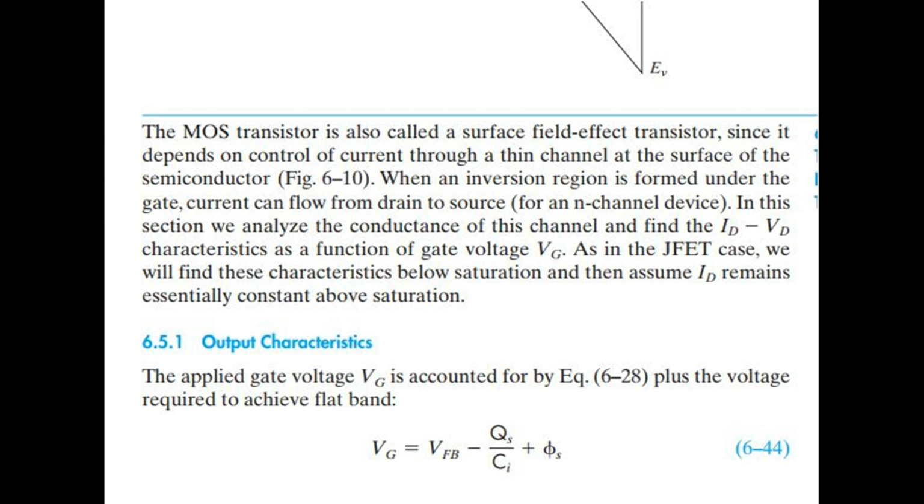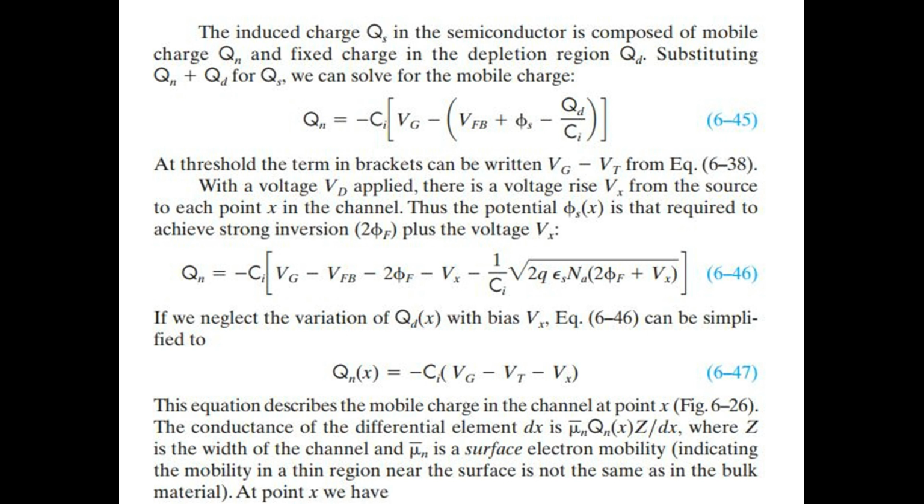As in the GFET case, we will find these characteristics below saturation and then assume drain current remains essentially constant above saturation. Output characteristics. The applied gate voltage Vg is accounted for by EQ 628, plus the voltage required to achieve flat band. The induced charge Qs in the semiconductor is composed of mobile charge Qn and fixed charge in the depletion region Qd. Substituting Qn plus Qd for Qs, we can solve for the mobile charge. At threshold the term in brackets can be written Vg minus Vt from EQ 638.